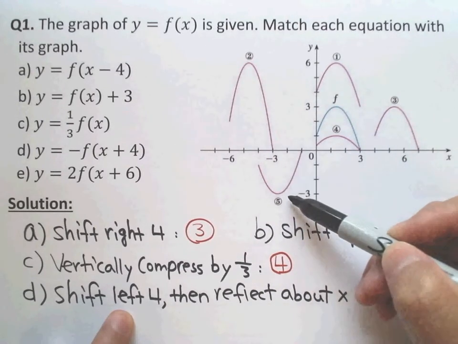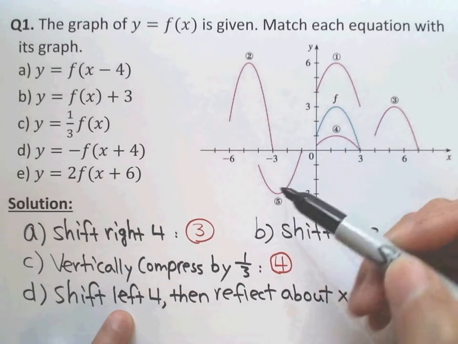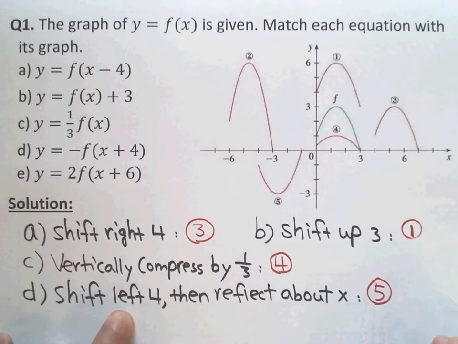So which one does it go to? Shift left, flip about the x, so we get number 5. So here the graph should be number 5.